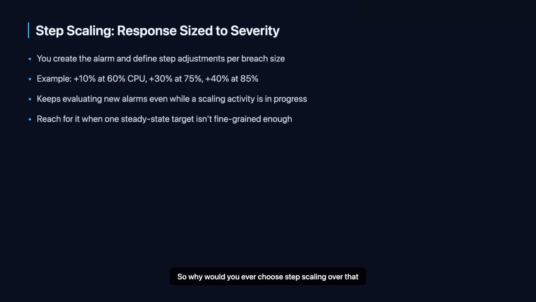So why would you ever choose step scaling over that tidy thermostat? Because sometimes the size of the problem should change the size of your response. With step scaling, you create the alarm yourself and define step adjustments tied to how badly the metric is breached. For example, add 10% capacity when CPU hits 60, add 30% when it hits 75, and add 40% when it reaches 85. Think of it like hospital triage. A minor case gets a nurse, a critical case gets a full surgical team.